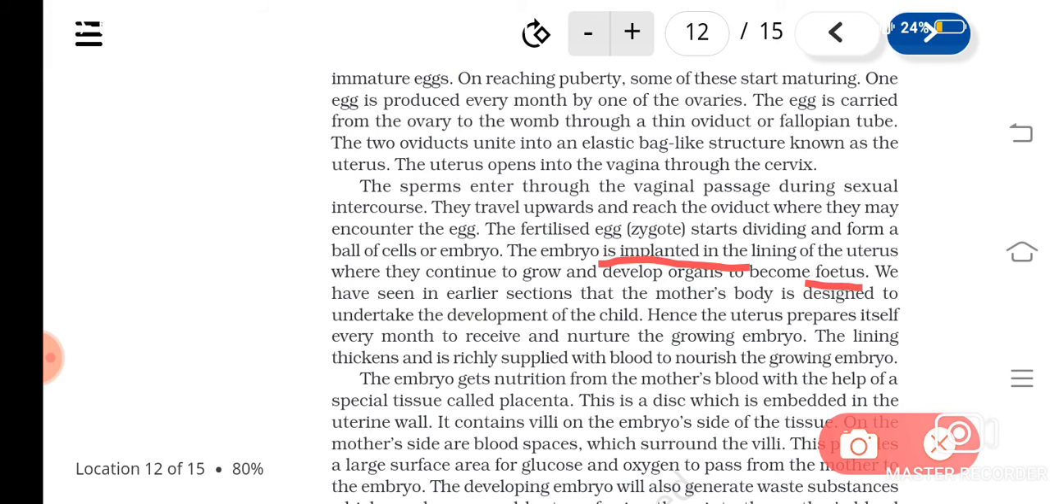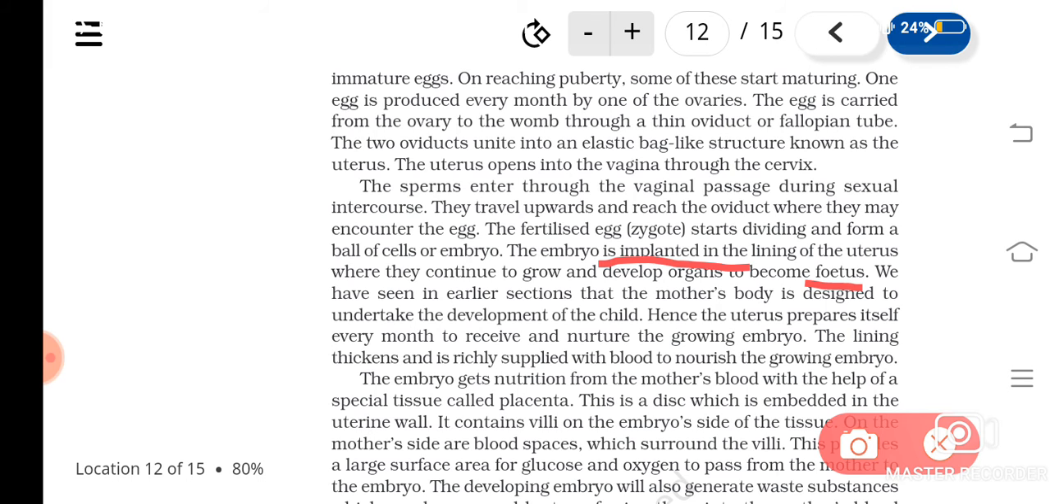If fertilization occurred, you can see that the implantation takes place. Then the embryo will change into the fetus with all the organs. Understood? And the further development till birth takes place in the womb. And if fertilization does not happen, what happens?